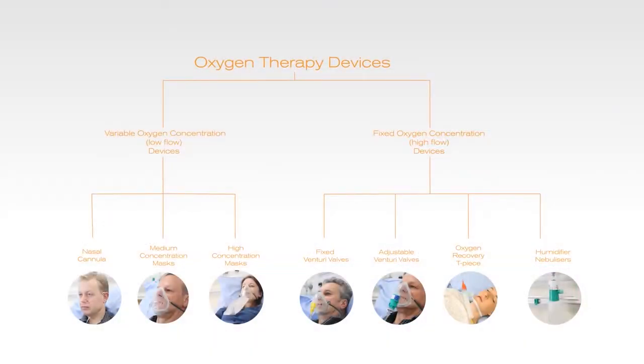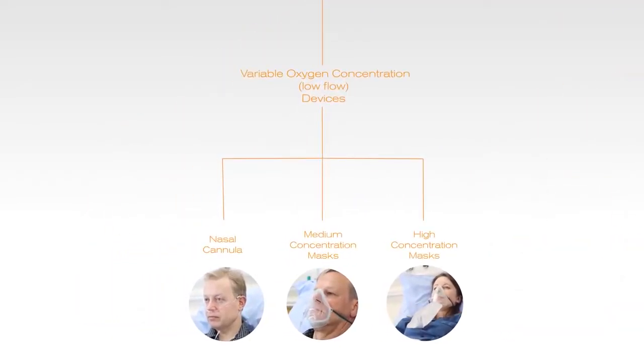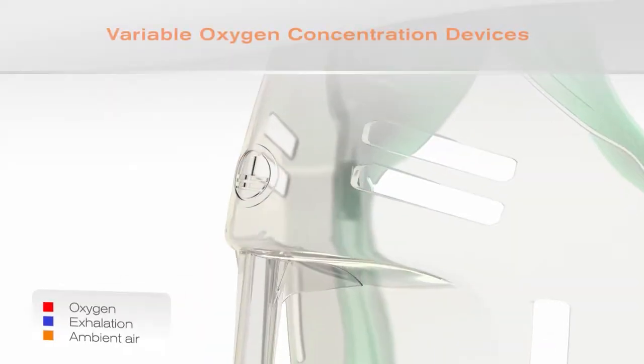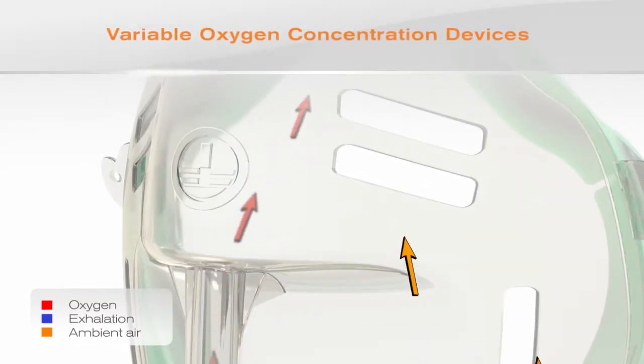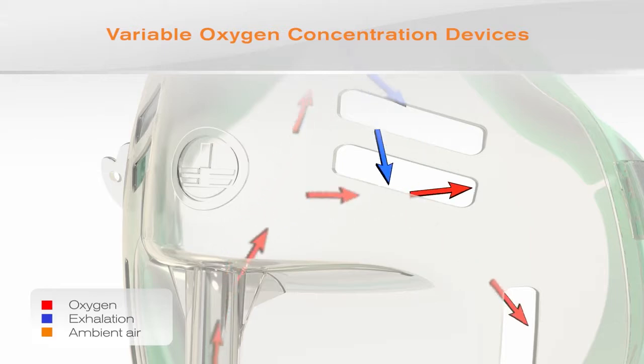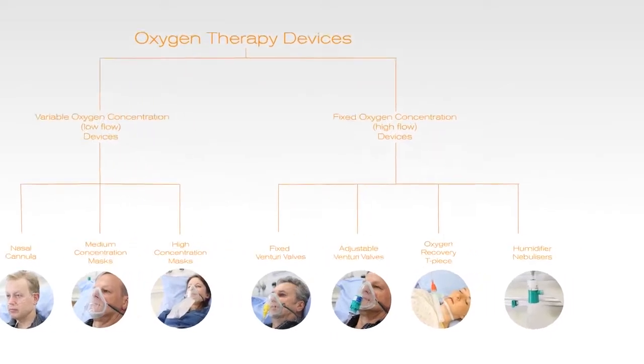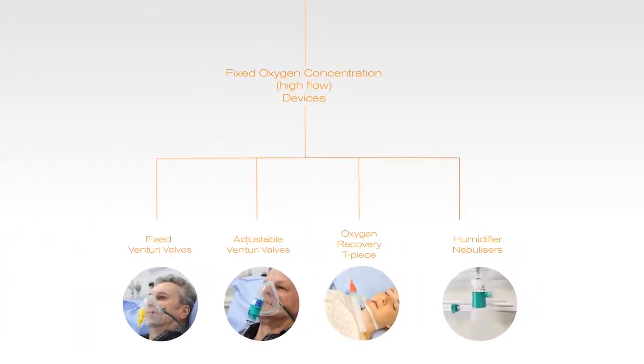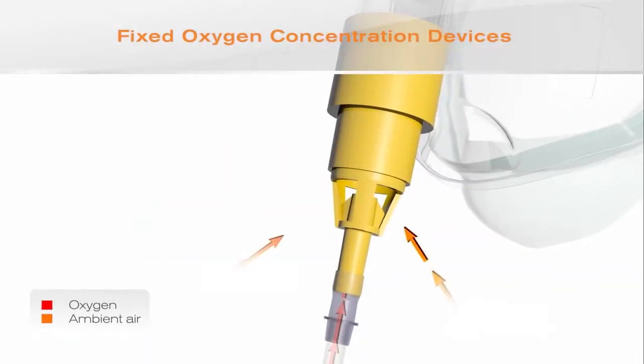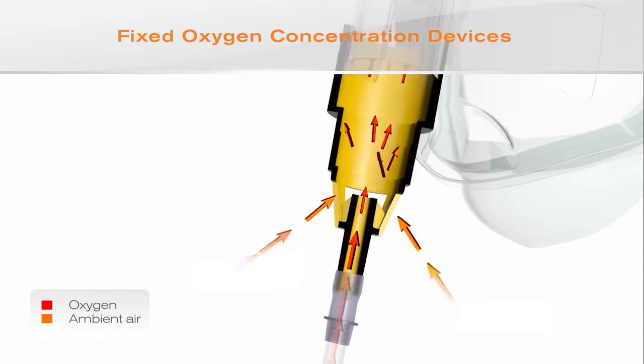The devices for delivery of oxygen can be divided into two groups, depending on whether they deliver a proportion or all of the patient's ventilatory requirement. Variable oxygen concentration devices, also known as low-flow devices, deliver oxygen at flows lower than the patient's inspiratory requirements, so additional room air is also breathed in. Fixed oxygen concentration devices, also known as high-flow devices, deliver flows that meet the patient's total inspiratory requirements.